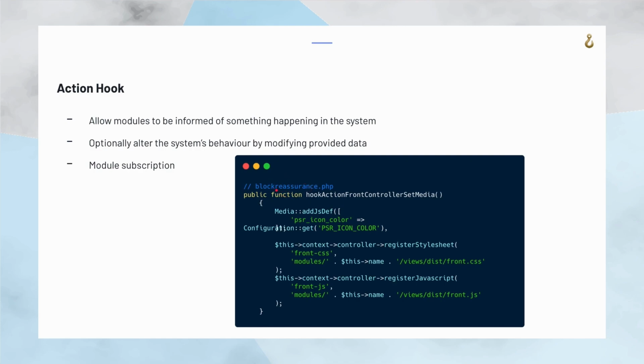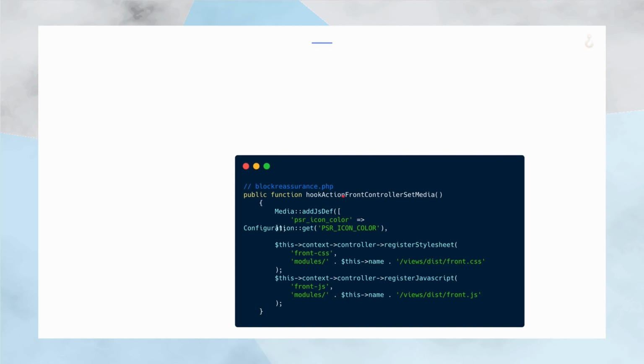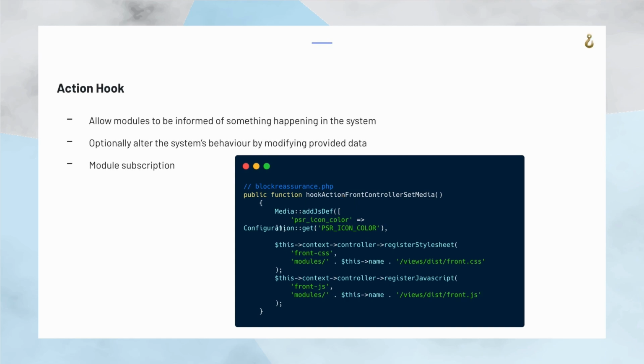So we have again the block reassurance, and I picked the hook action front controller set media method. That is basically again a hook, but with a different signature compared to the previous one. If you remember, that one was called hook display, and here we are saying hook action. So hook action front controller set media, and we are doing some very simple treatment here. Let me just explain it quickly.